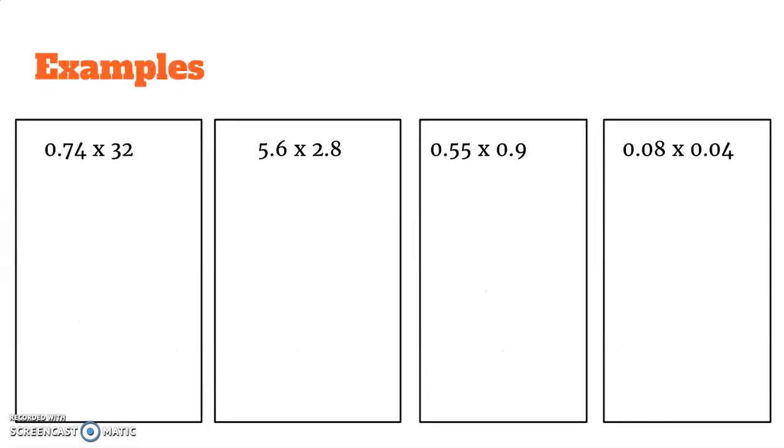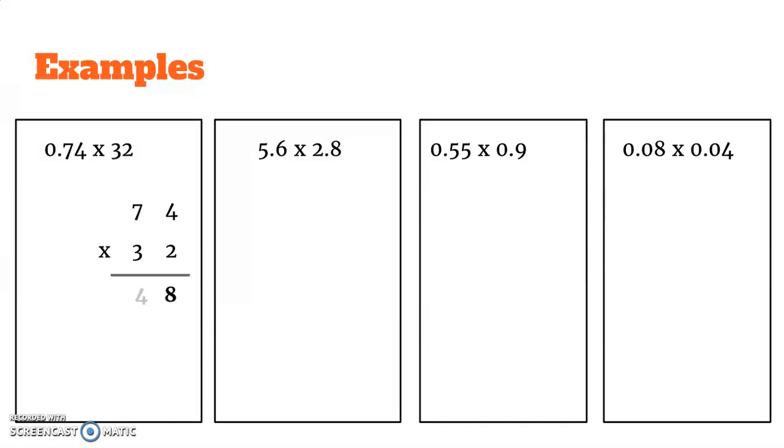Okay? So these are the examples I want you to copy into your notes. The first example is just going back to a decimal times a whole number. Notice there's no decimal in the number 32, which means it's at the end, and I don't have to worry about counting anything. So when I set this problem up, I would do 74 times 32.